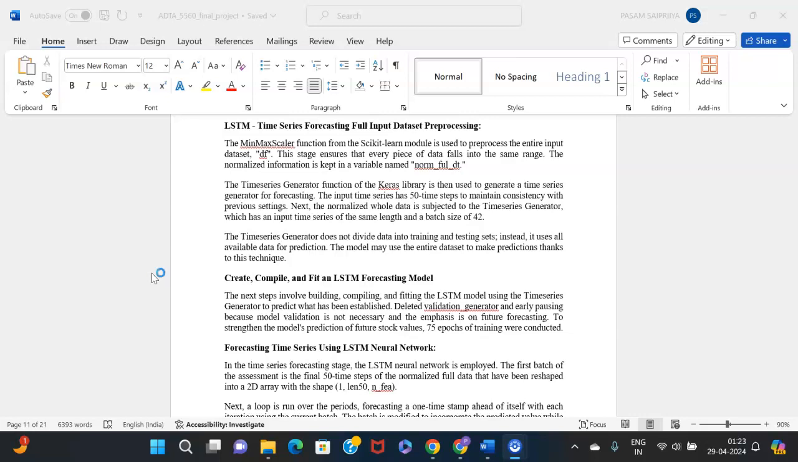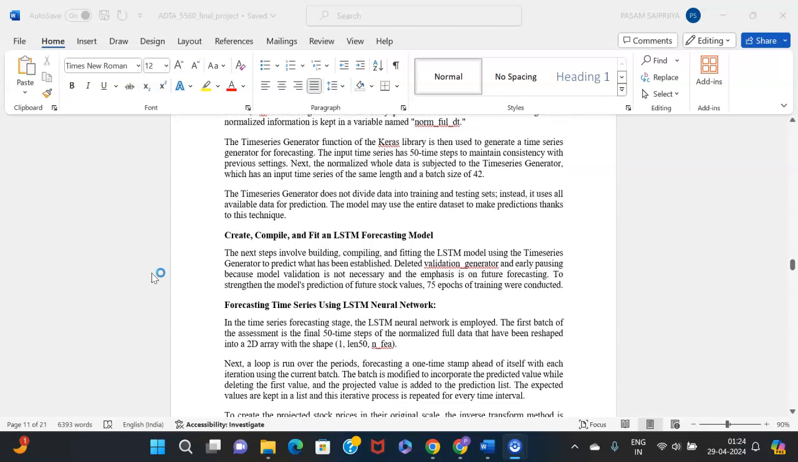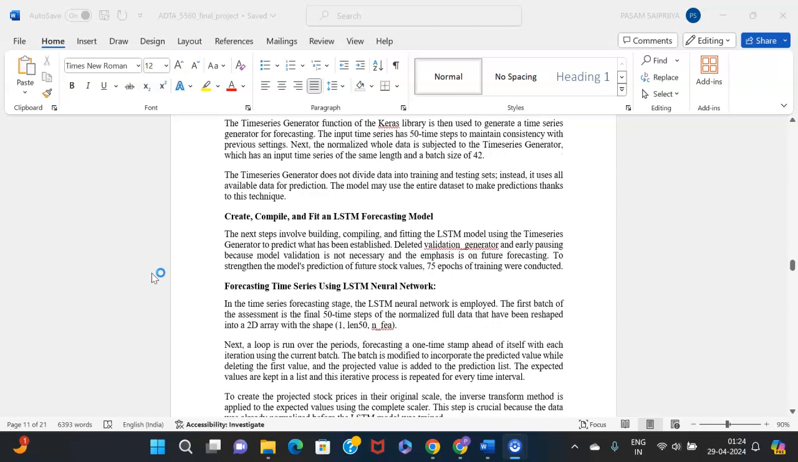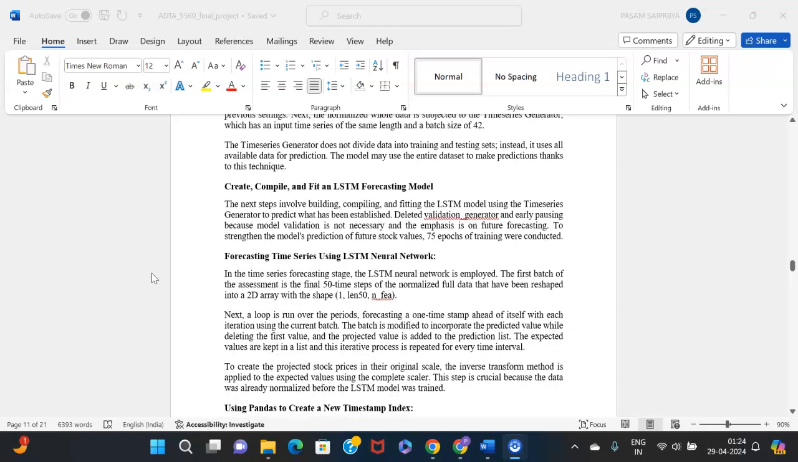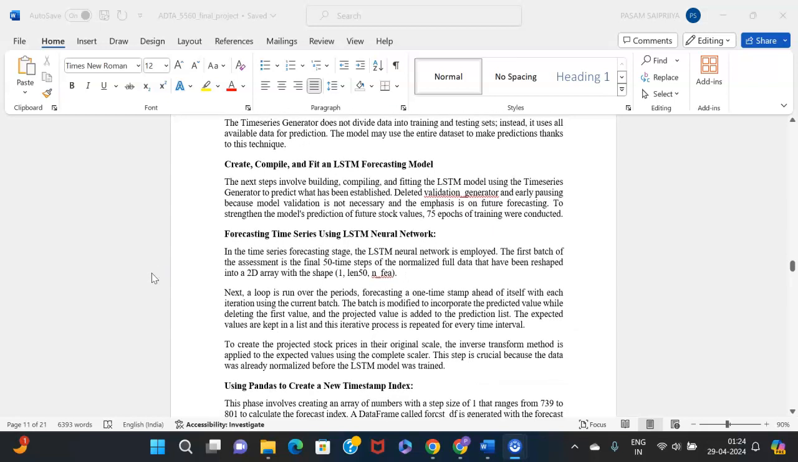The TimeseriesGenerator function of the Keras library is then used to generate a time series generator for forecasting. The input time series has 50 time steps to maintain consistency with previous settings. Next, the normalized whole data is passed to the time series generator, which has an input time series of the same length and a batch size of 42. The time series generator does not divide data into training and testing sets. Instead, it uses all available data for prediction. The model may use the entire dataset to make predictions thanks to this technique.